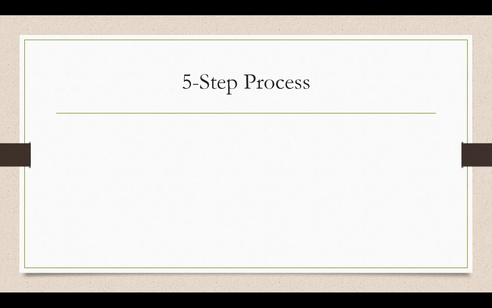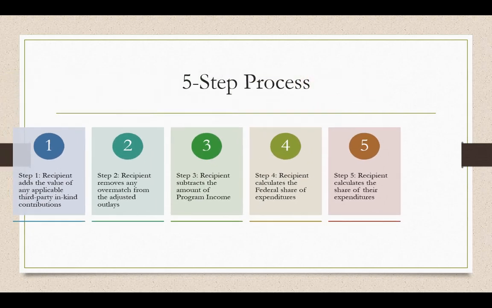Before we jump into our scenarios, let us first introduce the 5-step process we will be using to determine the information needed to complete the SF425. The amounts used are based upon the amounts listed in the Notice of Award and the actual expenditures upon completion of the award period of performance.